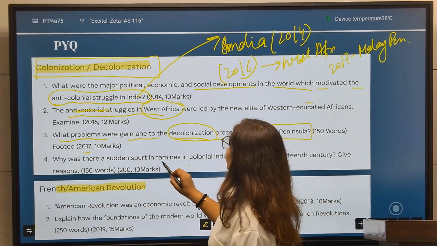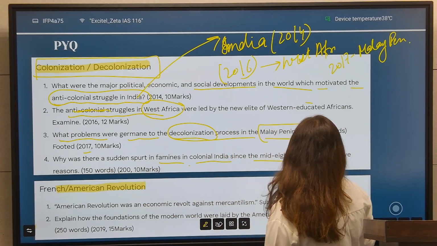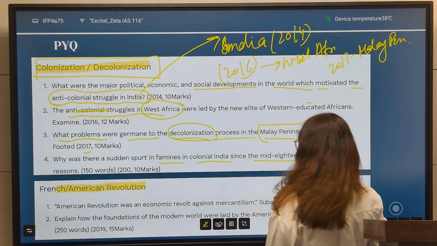What was the sudden spur in famine in colonial India since the mid-18th century?